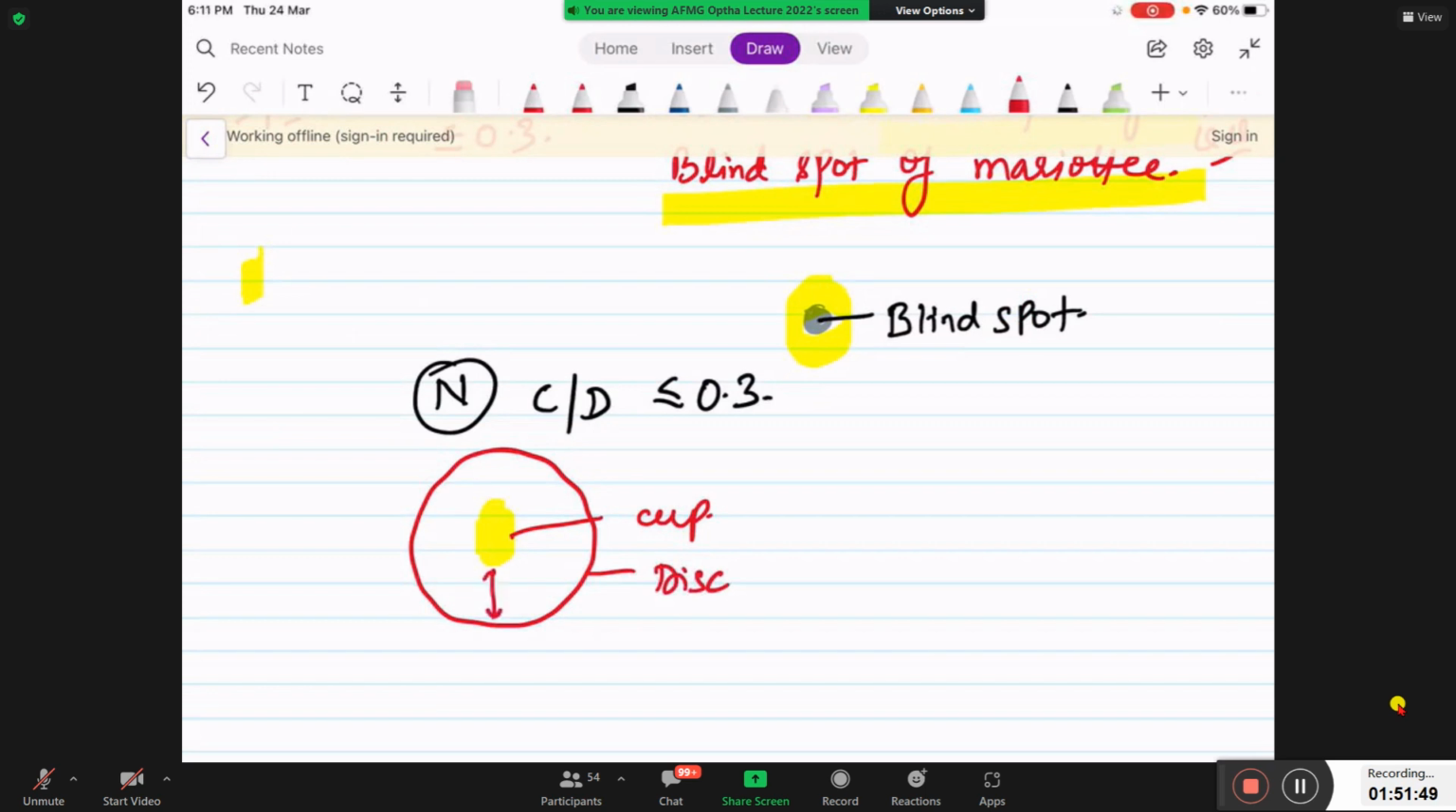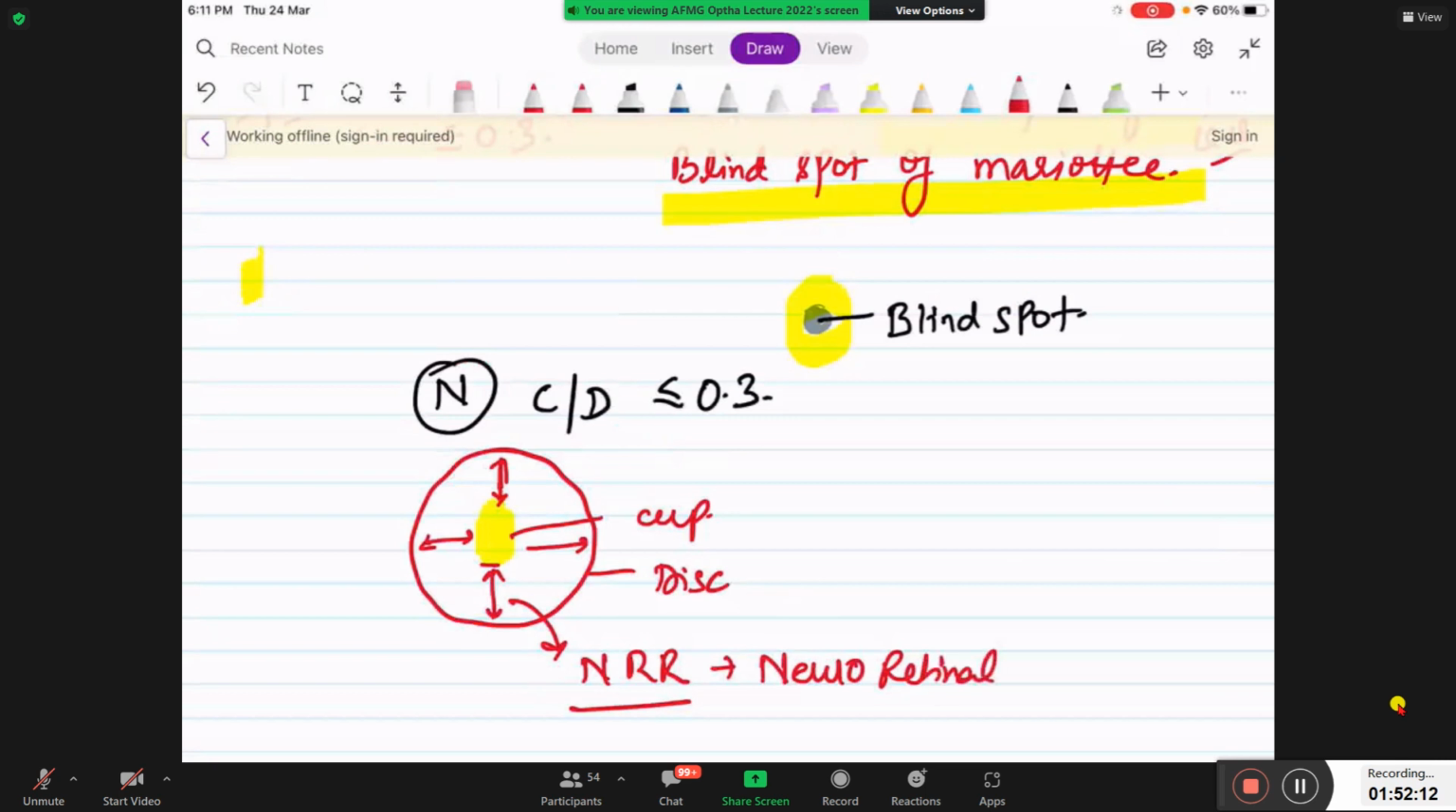Now, can you see in this inferior quadrant, this part, this gap? This gap is called NRR. The distance between the optic cup and the optic disc margin is called the neuroretinal rim. Write down NRR. This is called the neuroretinal rim.